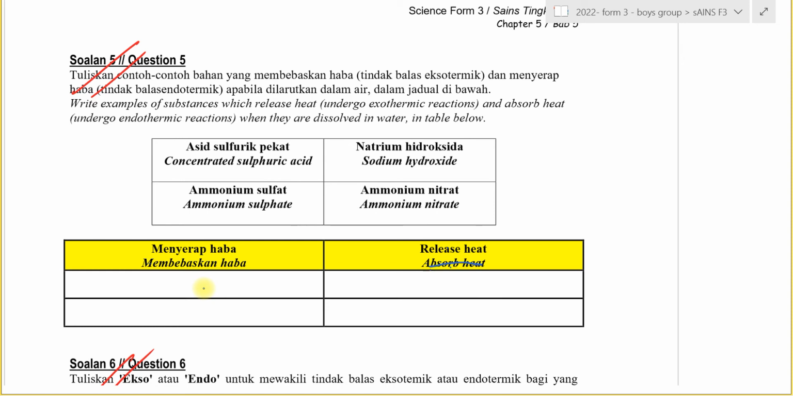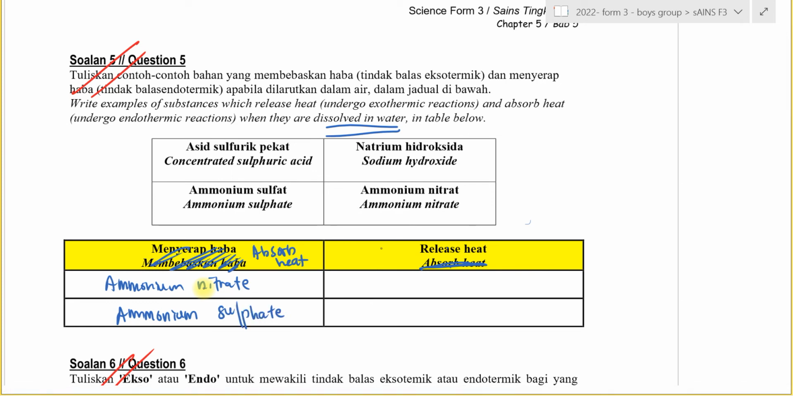Okay. You bring the absorb heat is here. Release heat is here. So which one absorb heat? When you dissolve in water, ammonium nitrate, ammonium nitrate. One more: ammonium sulfate. Very good. Anything ammonium is absorb heat.